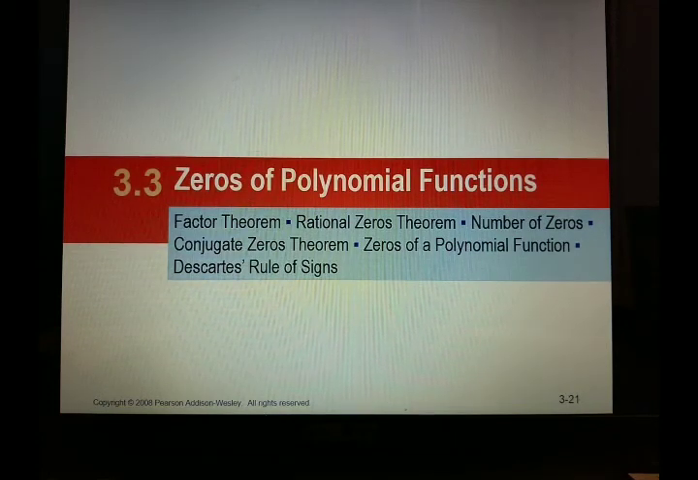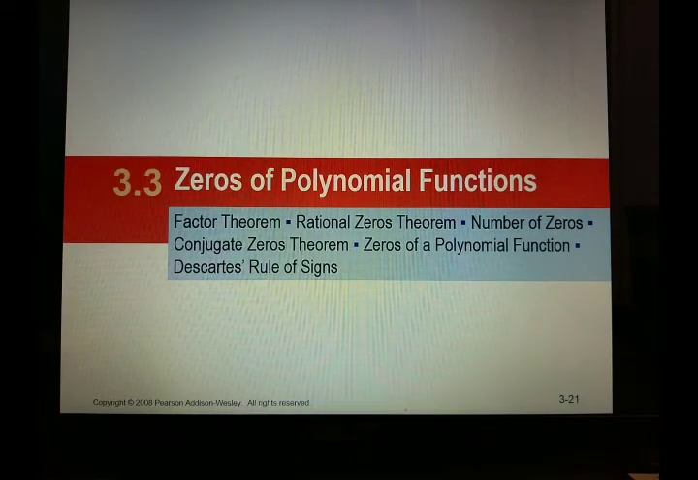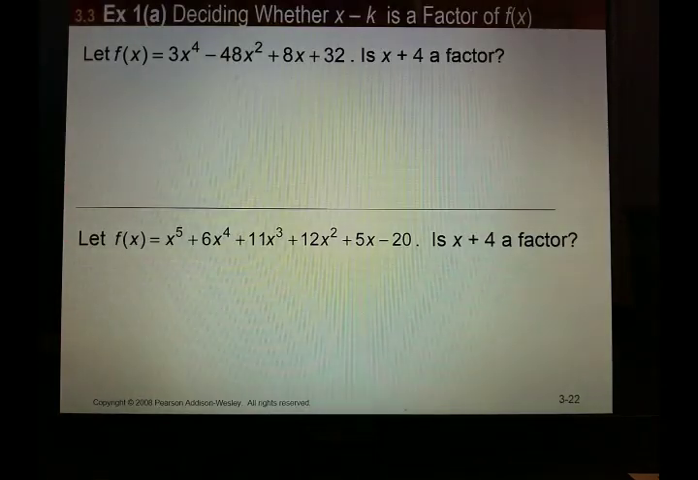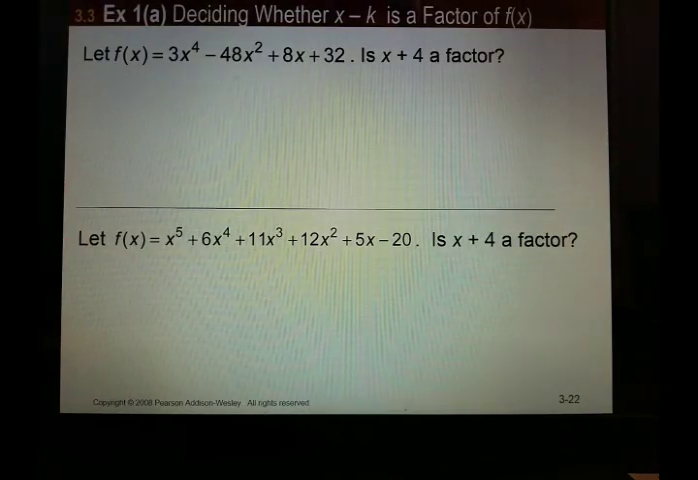All right, for college algebra 3.3, the zeros of a polynomial function. This will be part 1 of 2 videos for this lesson. Deciding whether x minus k is a factor of the function f of x. And before we do that, we're going to do a little bit of review.